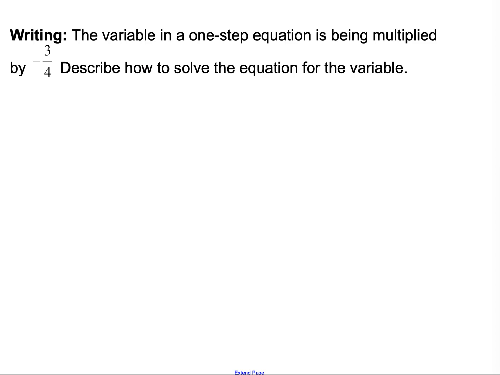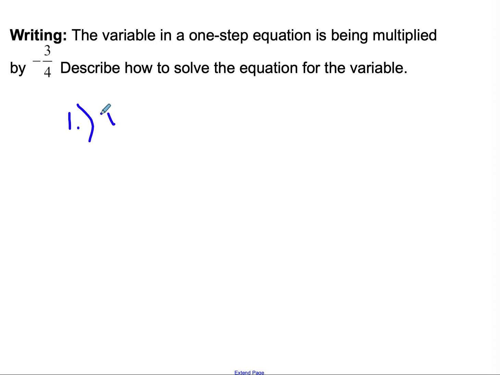All right, and our last one here, the variable in a one-step equation is being multiplied by negative 3/4. Describe how to solve the equation for the variable. Take a moment to write down your answer. Okay, let's check our answers. So there are actually 2 ways to do it. You only had to write one, but I'm going to write both.